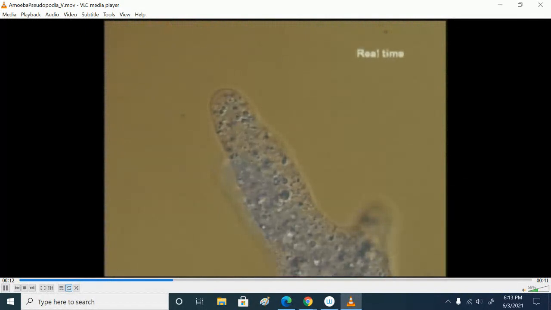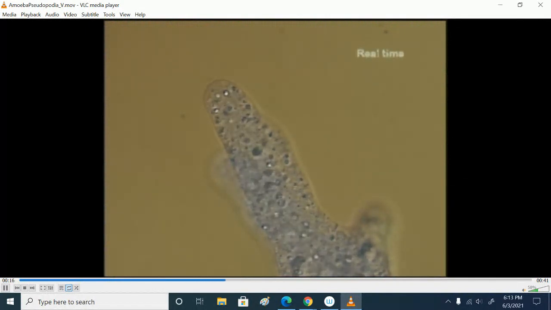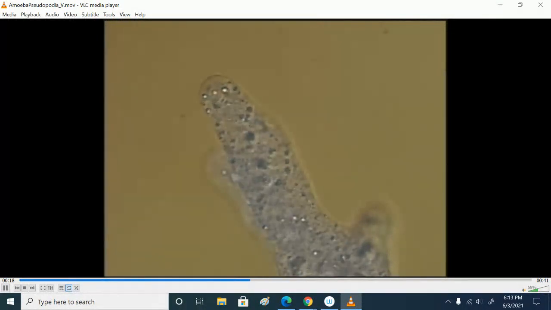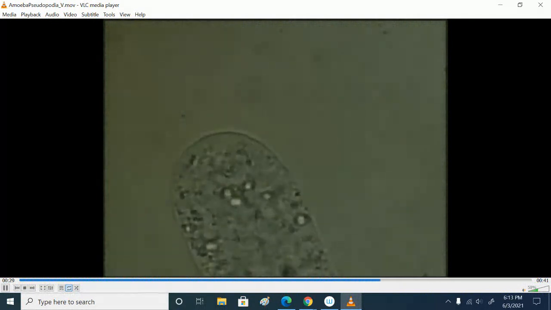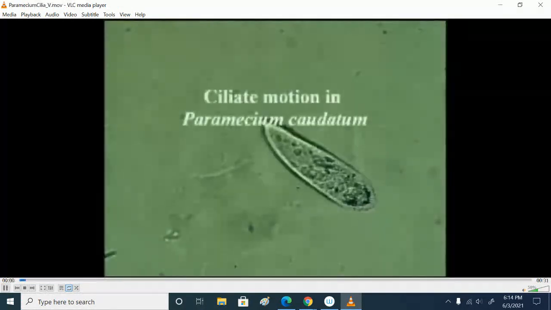And this has been sped up considerably, right? This is real time, right? They're pretty slow. But notice all those little things inside are the organelles. And amoeba are especially cool to watch with a phase contrast microscope because they're all shiny and shimmery and glittery.